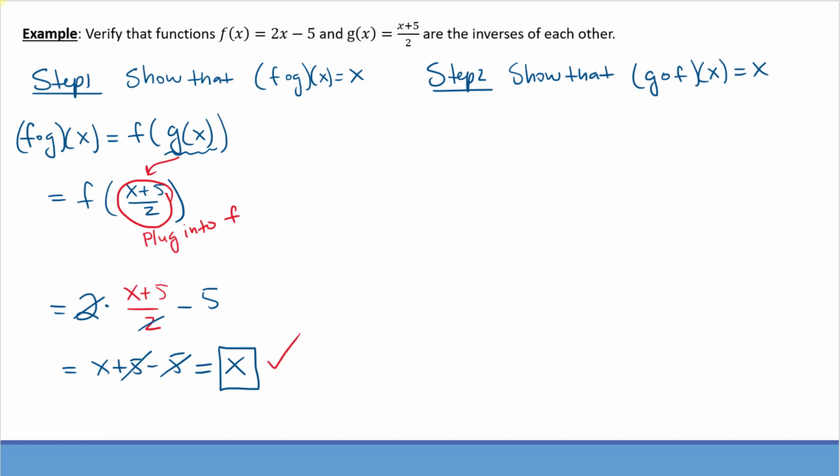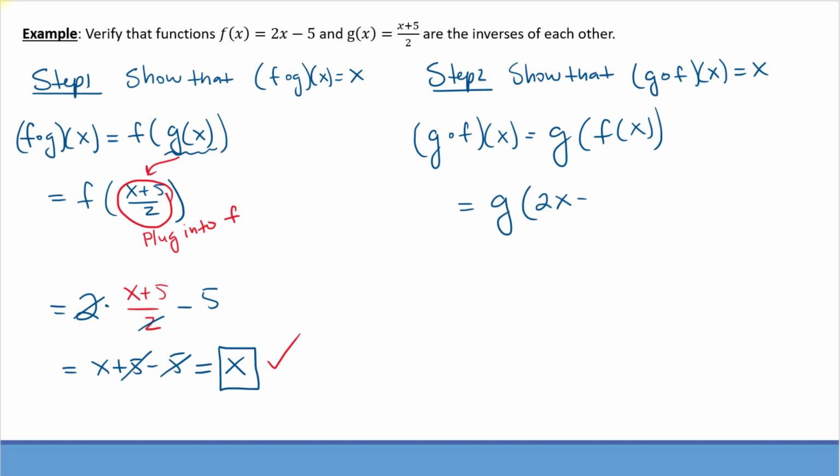But I also need to do step 2 and show the same thing for the order g composed with f. Let's try that. G composed with f of x is the same as g of f of x. I will replace f of x with the actual expression, which is 2x minus 5. And now 2x minus 5, I have to plug into g. This is how it's going to look. The x in function g I replace with 2x minus 5 in the numerator. Then I continue with plus 5 and then over 2.